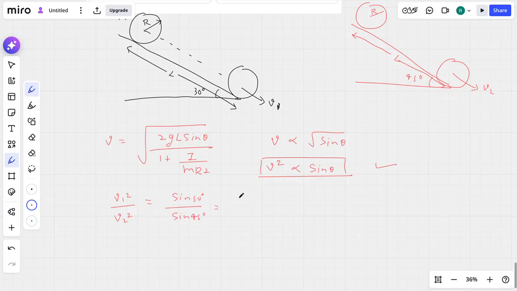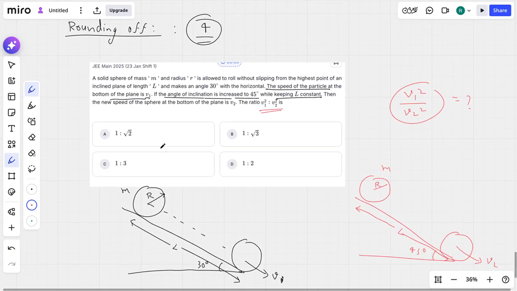Sine 30 is equal to 1 by 2, and sine 45 is 1 by root 2. So this becomes root 2 by 2, which simplifies to 1 by root 2. So v1 square by v2 square comes as 1 by root 2. So option A will be our correct answer.